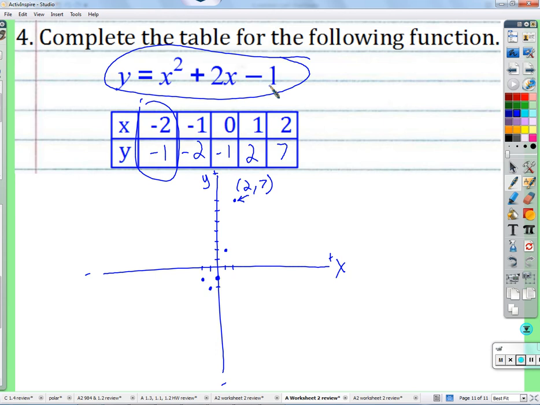And where do we get something out? Y. The output is y. So we put stuff in here, it goes through, and it becomes y. So, as we come back down to the graph, what does this point tell me about that input-output of the function?